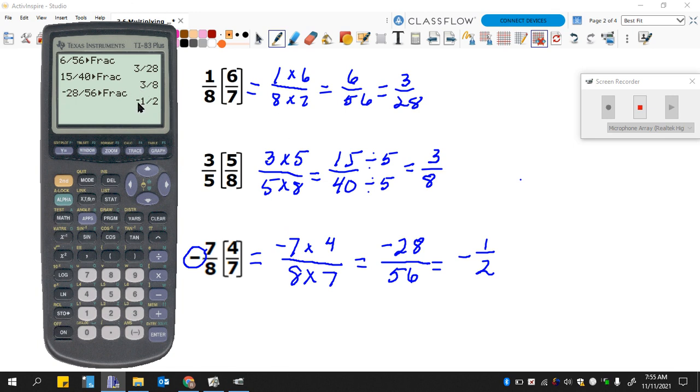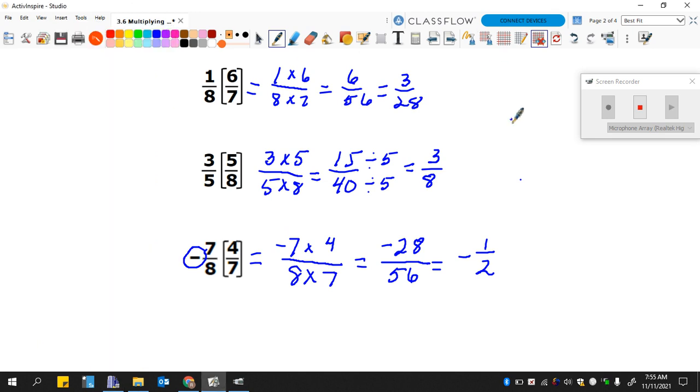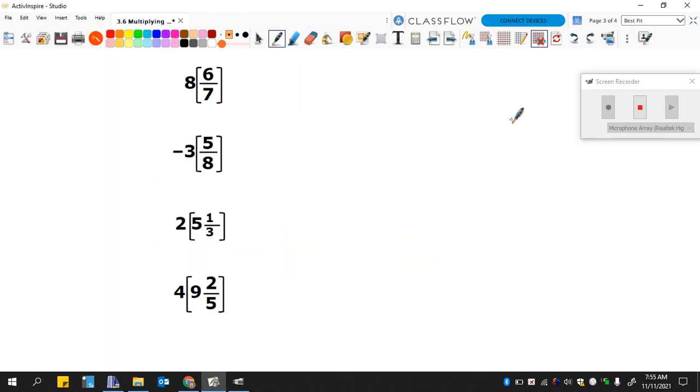All right. Here we have a fraction multiplied times a whole number. Remember, anytime we have a whole number, it's just that number over 1. So in this first one, we have 8 times 6 and 1 times 7.